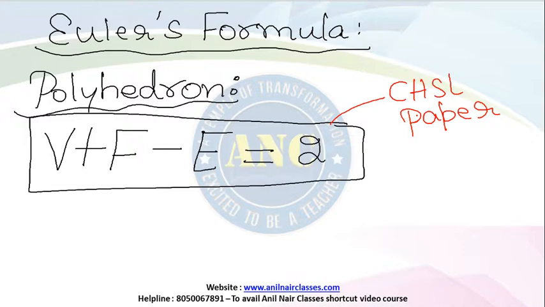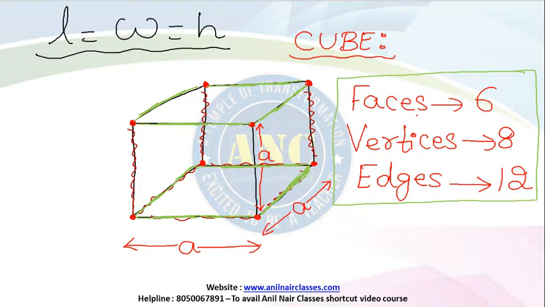Euler proposed that for any polyhedron, it is always true that V plus F minus E is equal to 2, where V is the number of vertices, F is the number of faces, and E is the number of edges. I hope the idea is very clear for you people till here, sir. Again, I am just revising.